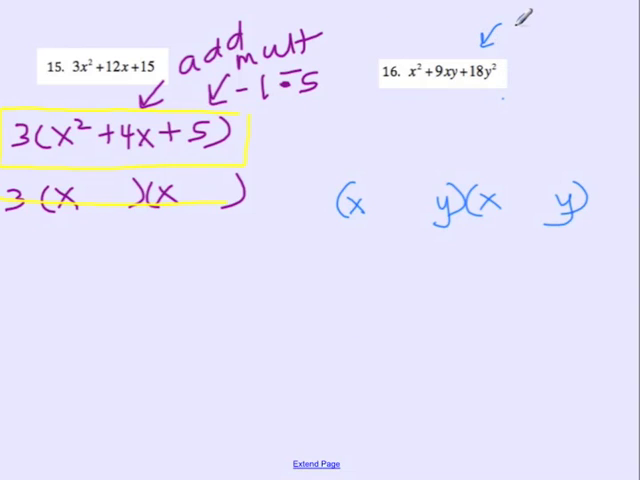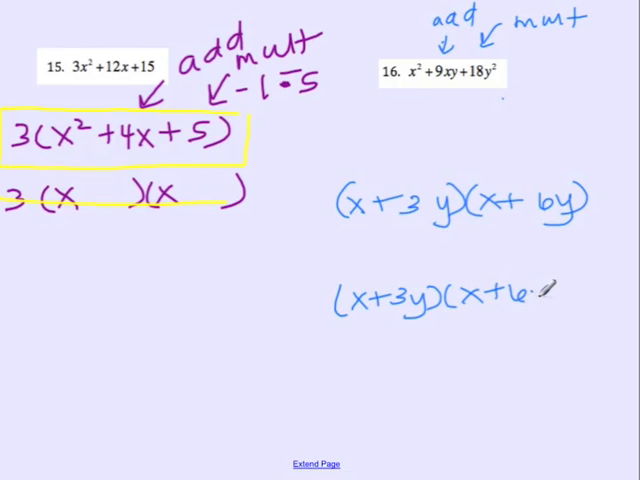What multiplies to 18 but adds to 9? Well, my multiples of 18 are 1 times 18, 2 times 9, 3 times 6. 3 times 6 would work. So I would have 3 and 6. Together they add to 9, and they're both positive. So my answer for this one would be x plus 3y and x plus 6y.